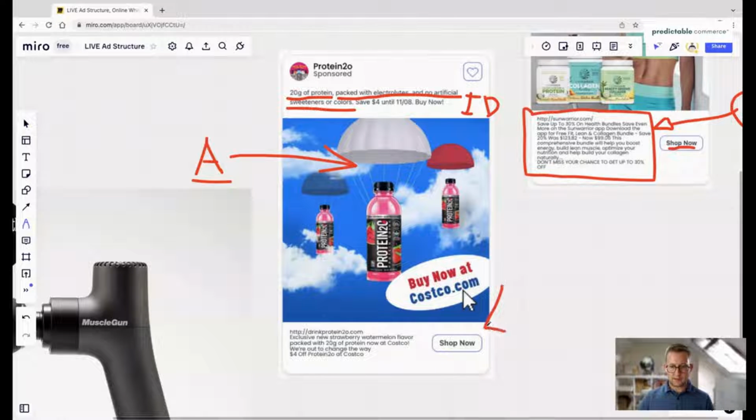And then the action is down here. And the action's also there because the call to action is the fact that you can save if you buy it now, and you're being offered a link to be able to do that. So again, you can see it woven in there, and clearly the ad follows that structure.